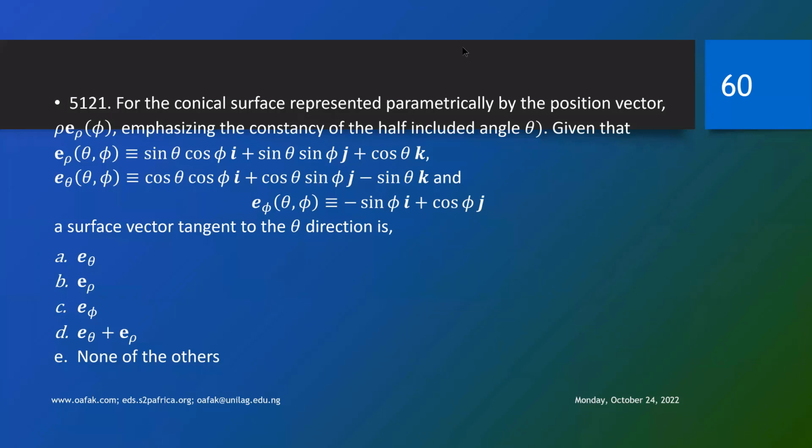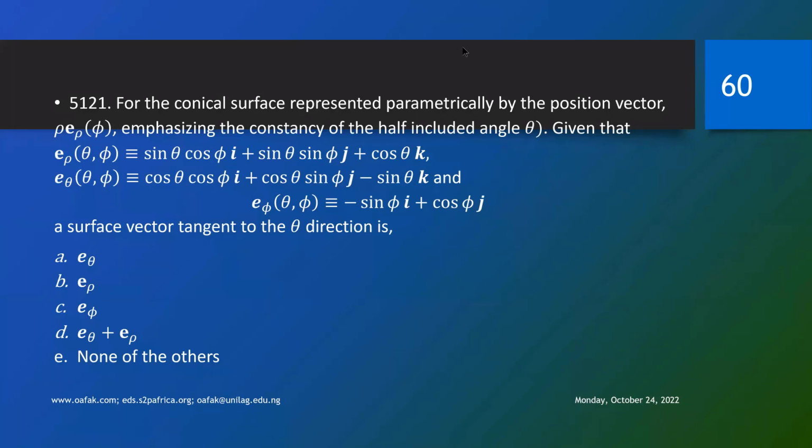Why, Oluwafemi? Why is it not a contradiction? No, the reason why it's not a contradiction is not because they are this vector. There's a different reason. Why? Rho contains phi? No, rho does not contain phi. Rho and phi are different variables. They do not contain each other. The position vector is rho E rho, where rho is the magnitude and E rho is the unit vector. So there is no problem there.